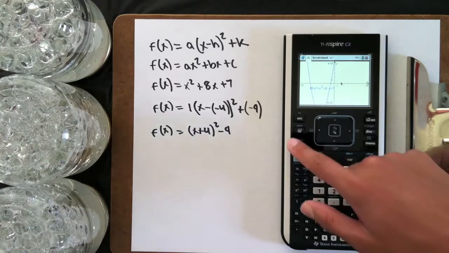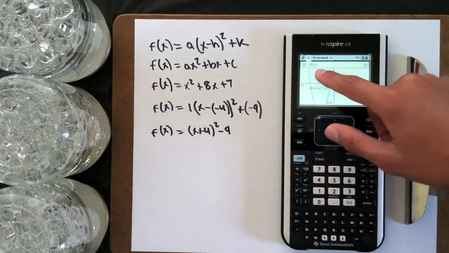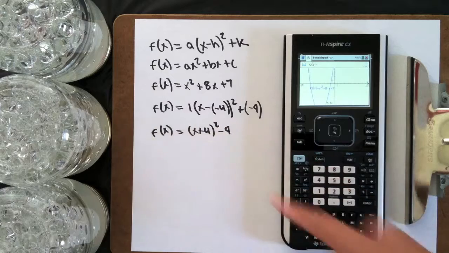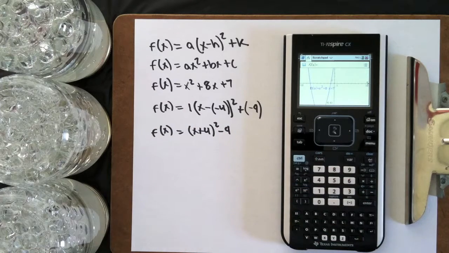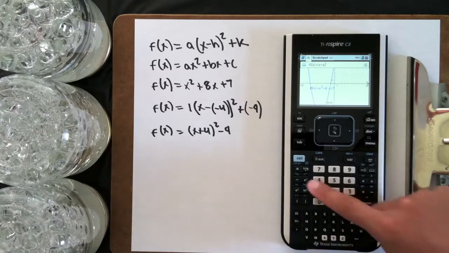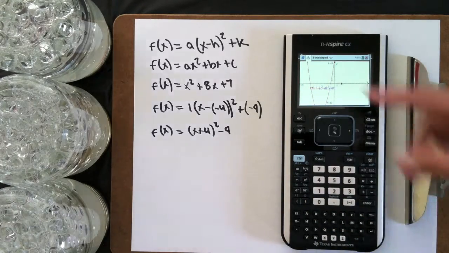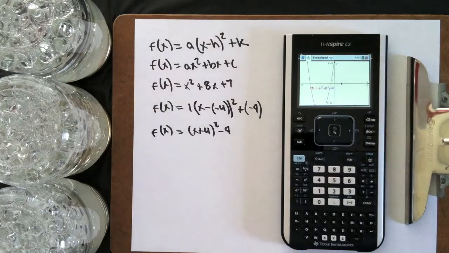Then we click tab again, and it comes with f2 of x. We write this equation down: x plus 4 squared minus 9. And as you see, they both landed at the same place. So that means they are the same equation.